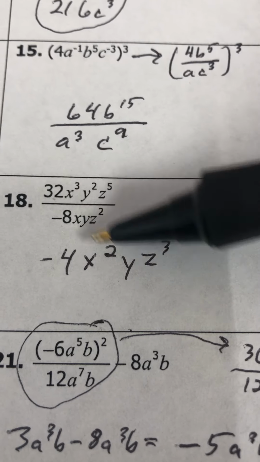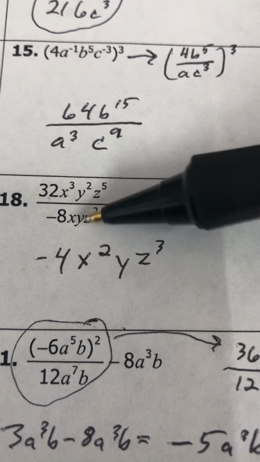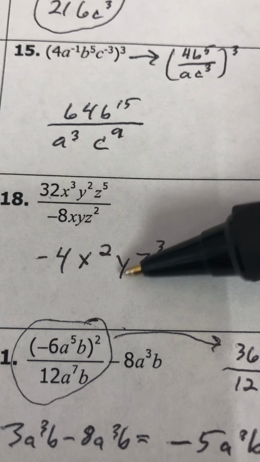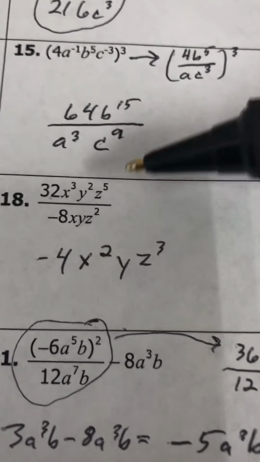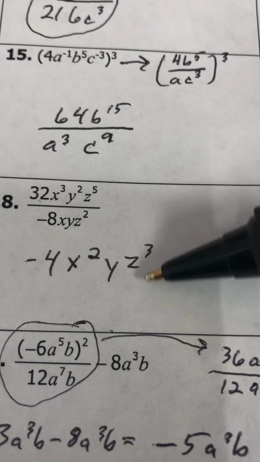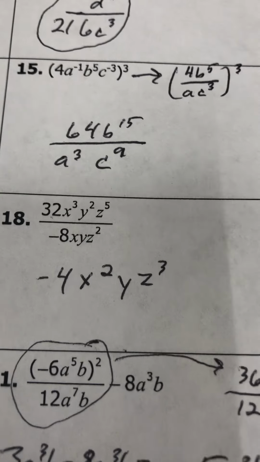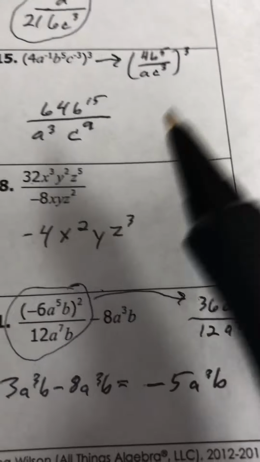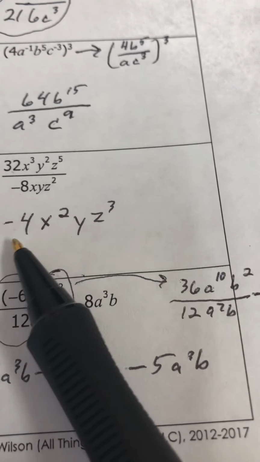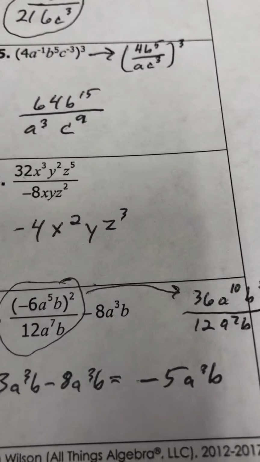So 3 minus 1 is 2 for my x exponents. 2 minus 1 is 1, so I just have y to the first power, just leave it just as y. And then 5 minus 2 is 3 when I'm dealing with division of exponents. Just subtract them. Notice no negatives here, so I don't have to draw a line and put it underneath to make it look like a fraction. I just leave it. That's my final answer.